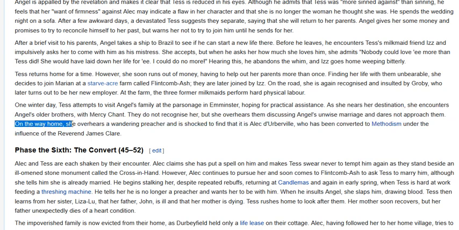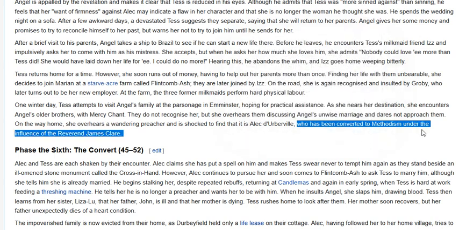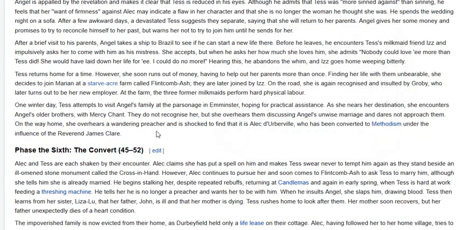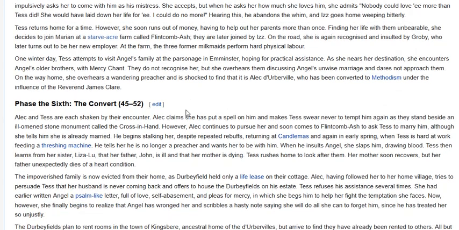On the way home, she overhears a wandering preacher and is shocked to find that it is Alec d'Urberville, who has been converted to Methodism under the influence of the Reverend James Clare. But the villain is always a villain, though they sometimes for a short while turn into a good person or a pious person.